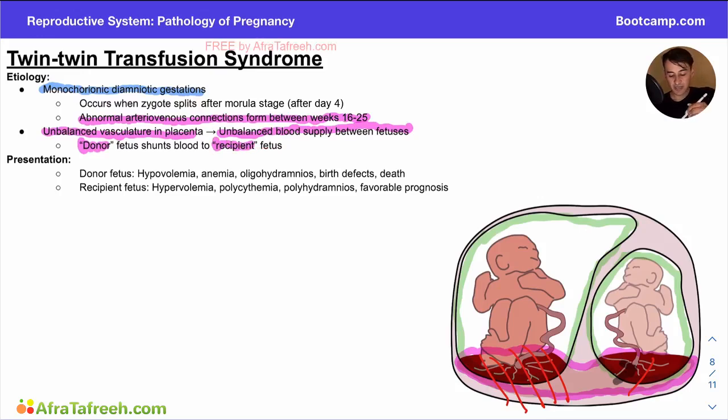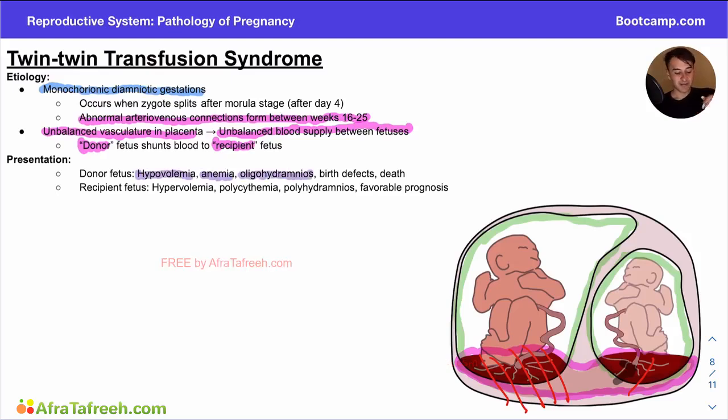So in our picture here, our recipient fetus is this one here. It's so happy it's getting a lot of blood, and the donor fetus is over here and it's sad because it's not getting a lot of blood. So let's talk about the difference between the two. In terms of the donor fetus, we're going to expect things like hypovolemia and anemia and oligohydramnios.